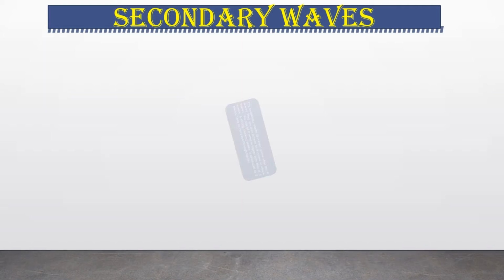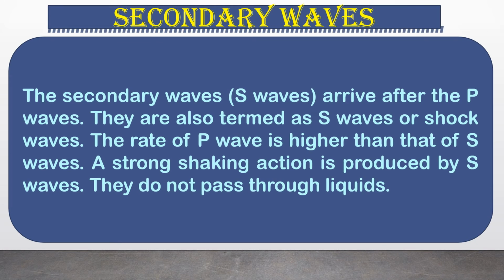Now, secondary waves. What are secondary waves? Secondary waves are also called S waves. They arrive after the P waves. They are also termed S waves or shock waves. The rate of the P wave is higher than that of the S wave. Why? Because the P wave goes straight and the S wave fluctuates a little. I will show you the diagram.